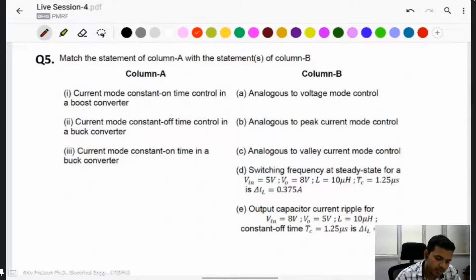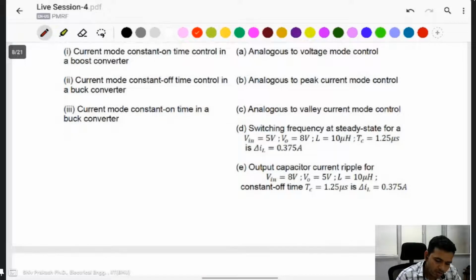And question number 5: match the statement of column A with the statement of column B. Current mode constant on time control in boost converter, current mode constant off time control in buck converter, and current mode constant on time in buck converter. It means the boost converter is given constant on time control, and the buck converter is given off time control and on time control.